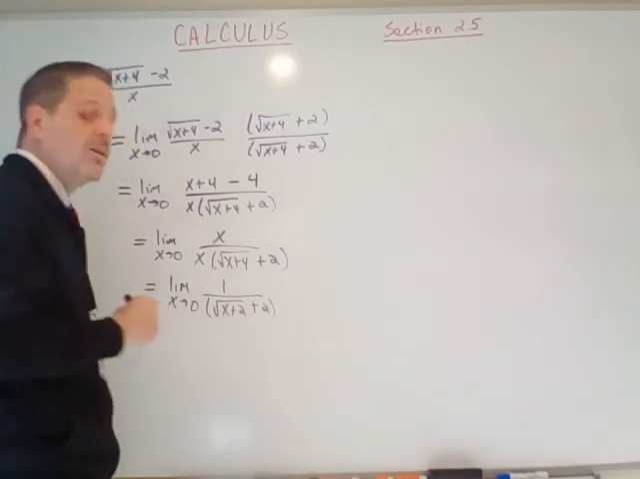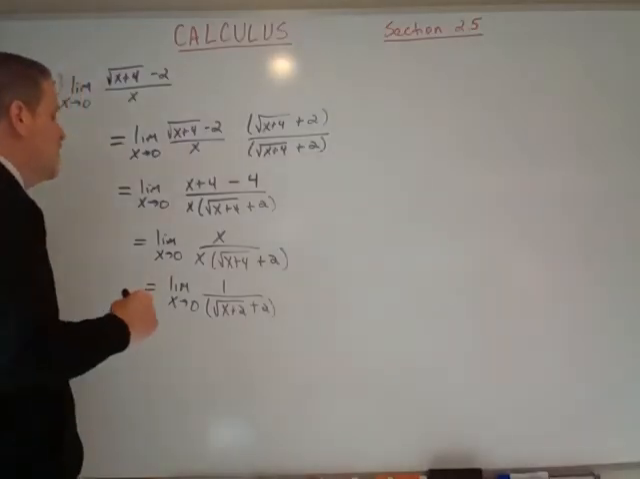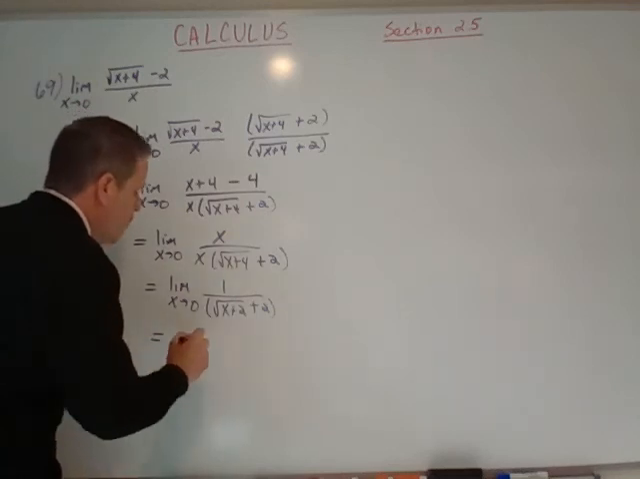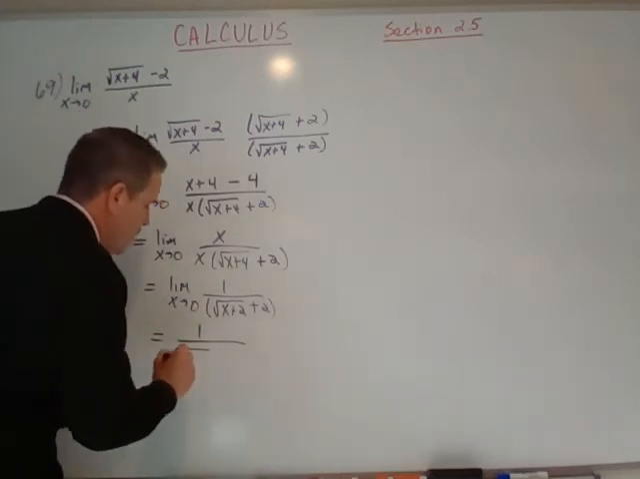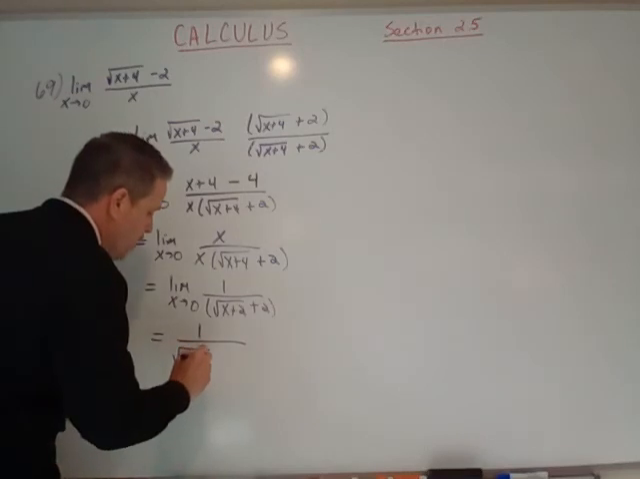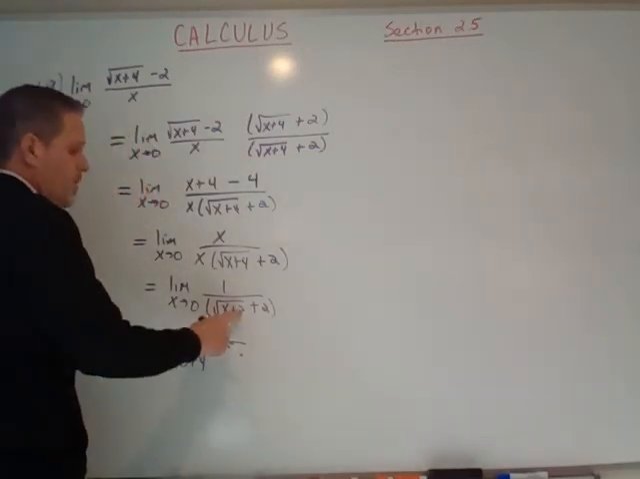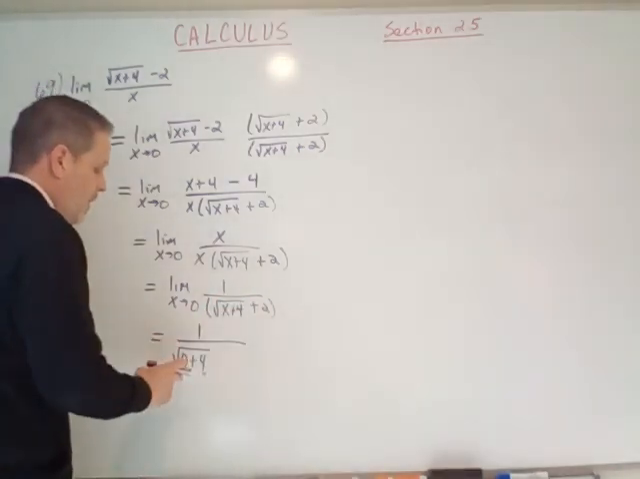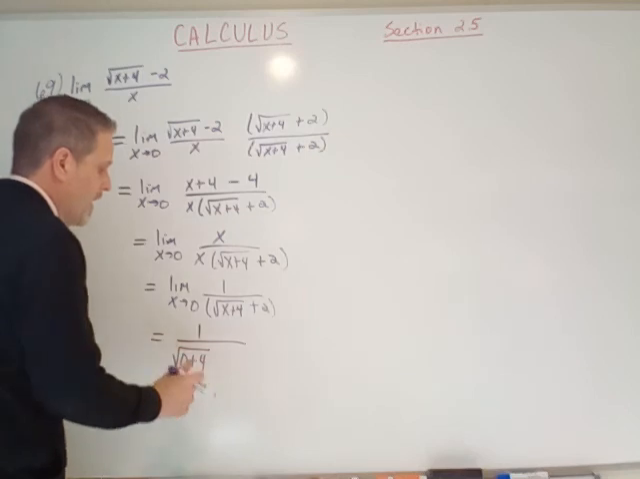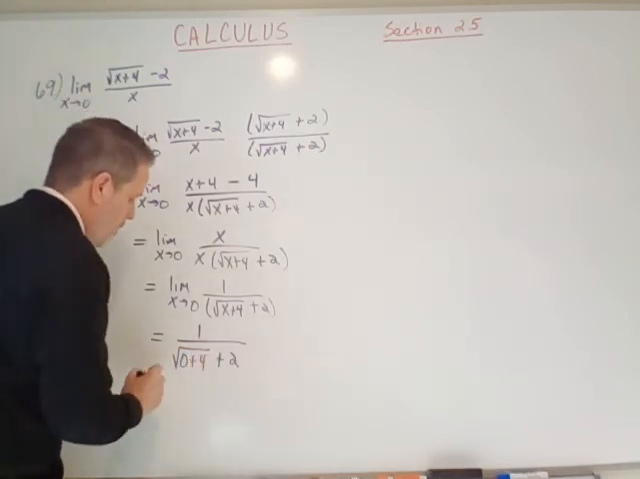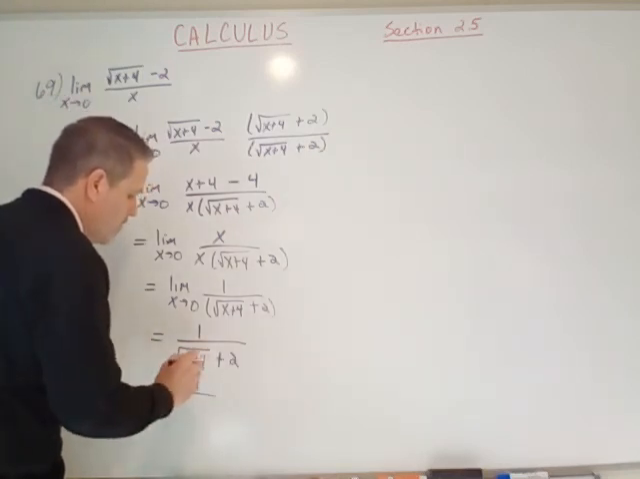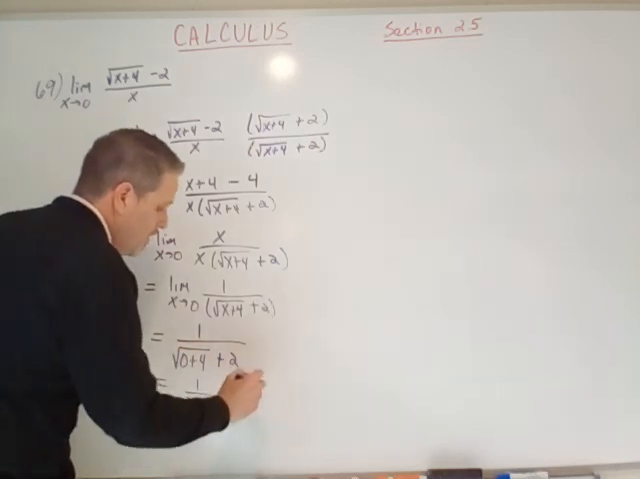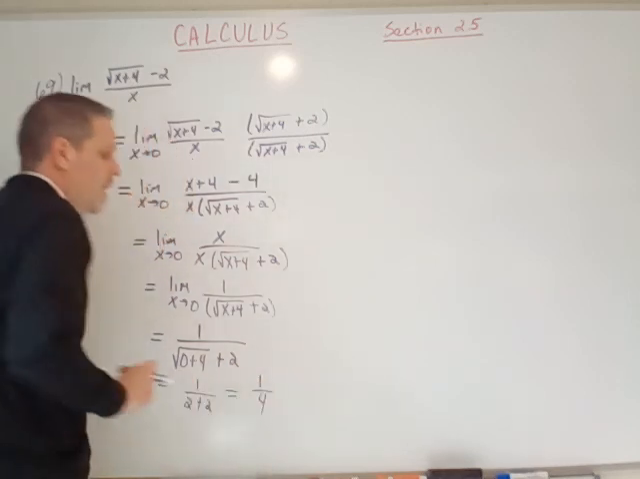At this point, we can use direct substitution. So at this point, we can plug that 0 in, and we will have 1 divided by the square root of 0 plus 4. That's actually a 4 under that radical, square root of x plus 4. Okay, so I've got 0 plus 4 in that radical plus 2, or I've got 1 divided by the square root of 4, which is 2, plus 2, which is 4.